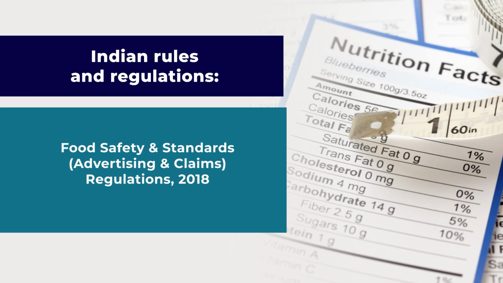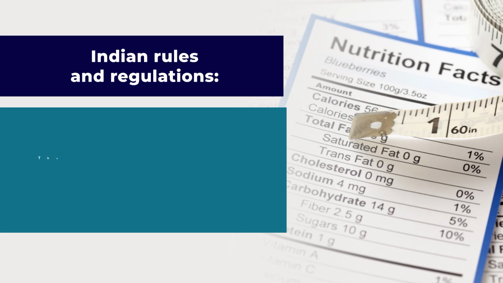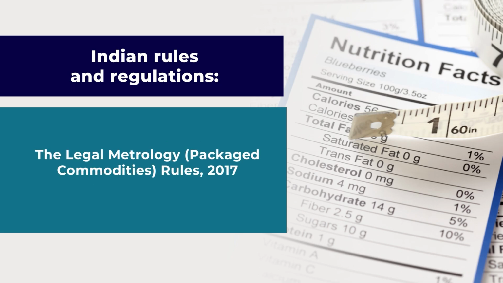There is another act, rules and regulations, called the Legal Metrology Packaged Commodities Act, Packaged Commodities Rules and Regulations. These rules came in 2017. All these have requirements for food packaging and labeling. There are a few more Food Safety and Standards regulations which have provisions for food labeling also. All the requirements of these different regulations are incorporated in the Food Labeling and Display Regulation.